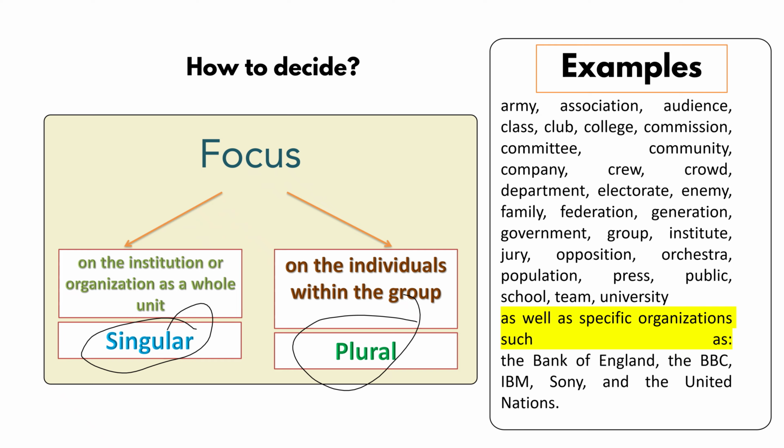Now, examples include army, association, audience, etc. In addition to some well-known specific organizations: the Bank of England, the BBC, IBM, the United Nations, etc. Okay? We have to think about the focus. Are we focusing on the institution or on the individuals?